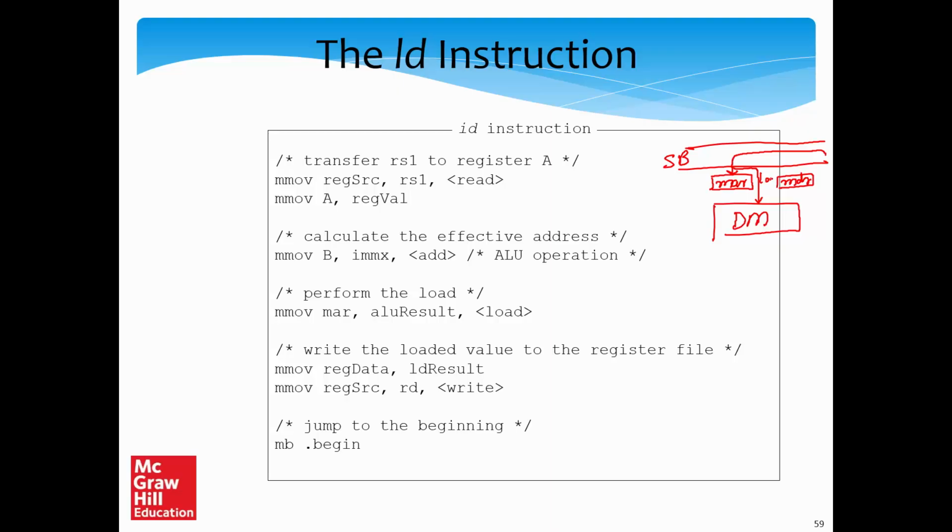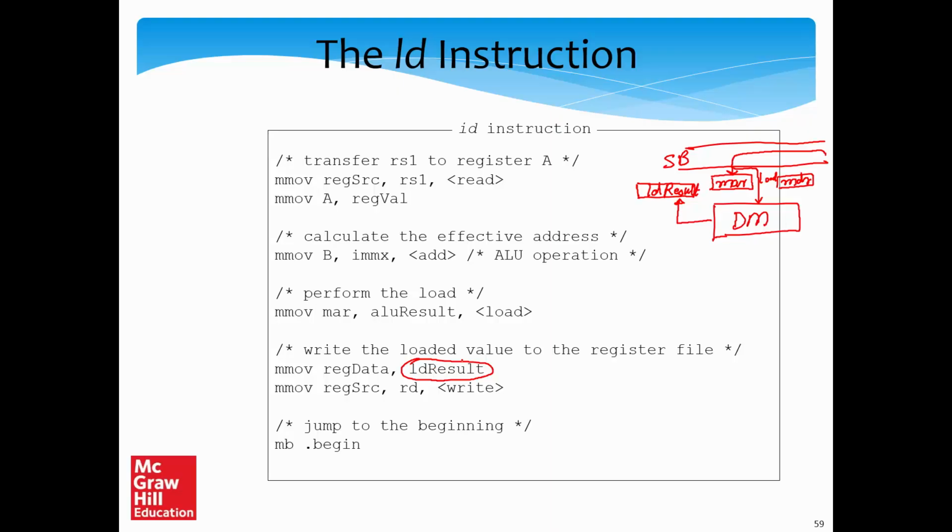So we send the load command. We write to the MAR register and this data is sent to the data memory, and in parallel we send the load command as well. So in one cycle we expect that the data memory is accessed and the result of the load is available in the output micro register of this particular stage, which is the LD result micro register. So LD result contains the output of the load.